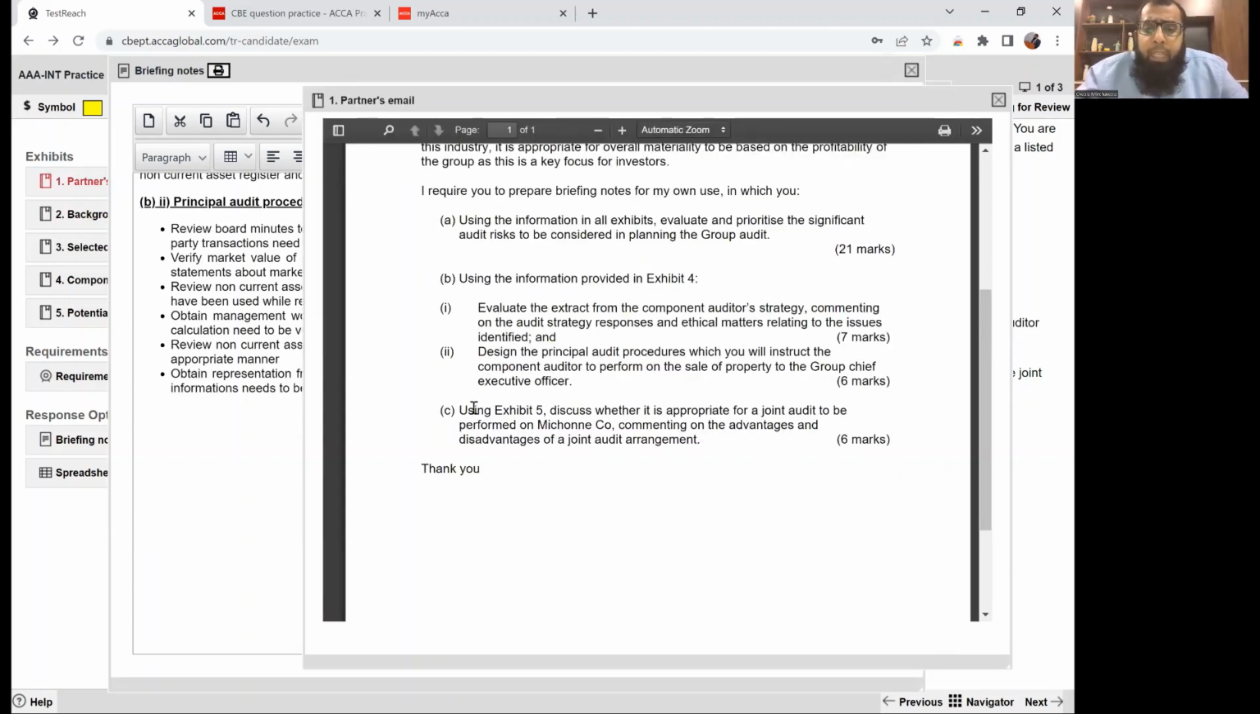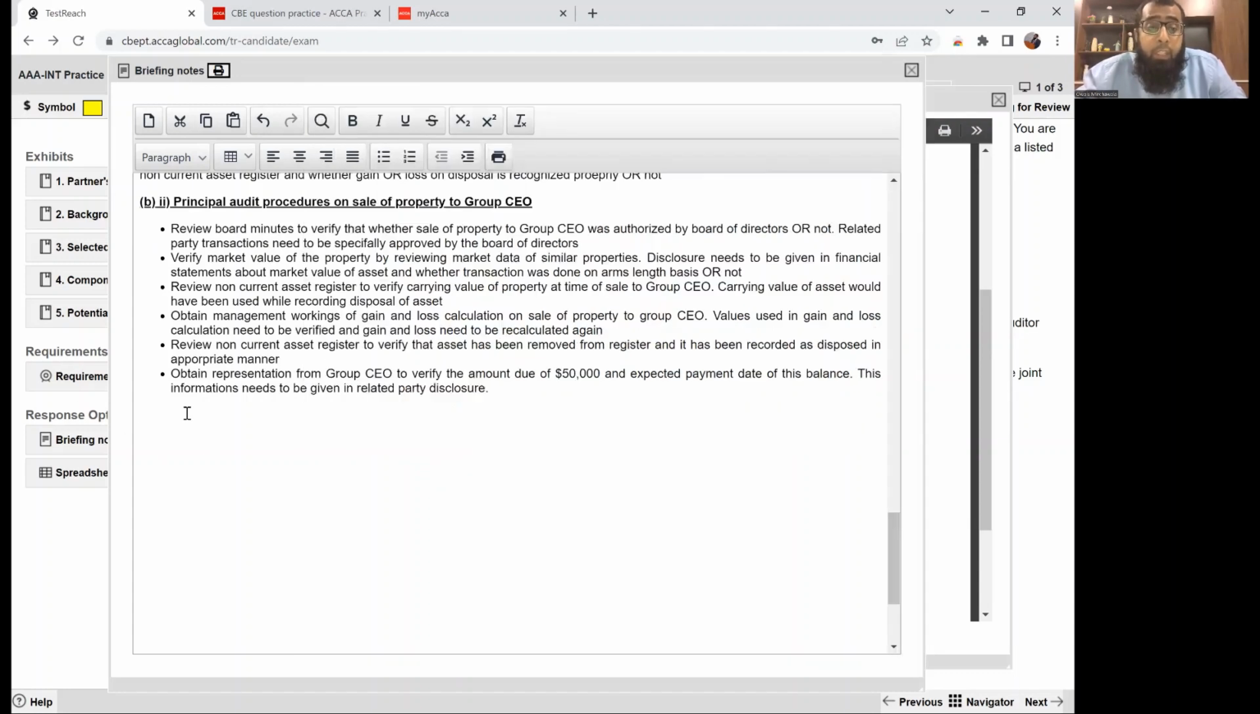Okay. Now let's move towards the last requirement, which is: use Exhibit 5, discuss whether it is appropriate for joint audit to be performed on Mikon company. Comment on advantages and disadvantages of joint audit, 6 marks. So now we are moving towards part C, evaluation of joint audit proposal for Mikon company.